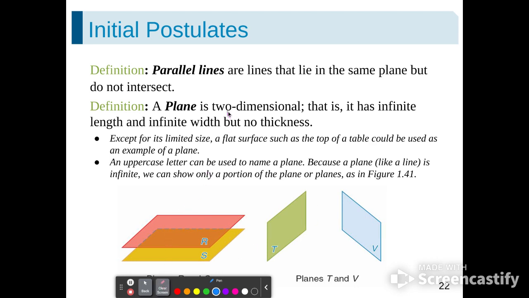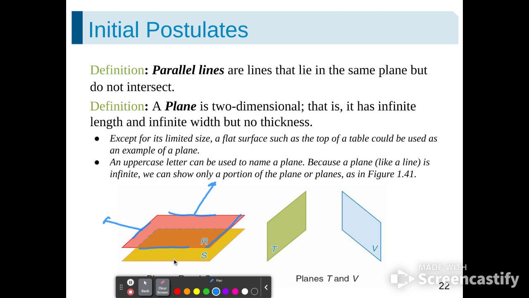Whereas with planes, a plane is two-dimensional. It has an infinite length and an infinite width, but no thickness. What I need you to envision is that even though we call R a plane, this side right here actually goes on forever. This side goes on forever, and this side goes on forever that way, and so forth. It doesn't go up or down, it just goes straight out.